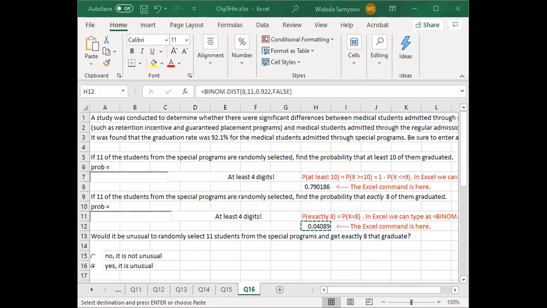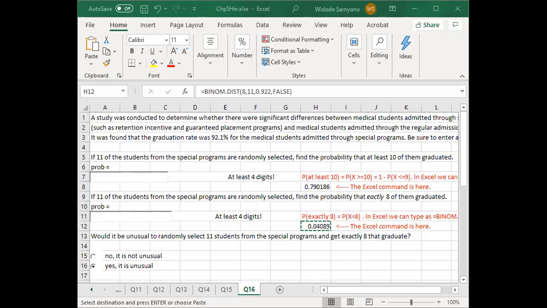Oh, I missed one part here. Would it be unusual to randomly select 11 students from the special program and exactly 8 of them graduate? Yeah, the answer is unusual because it's less than 0.05, right? And now for this one here, at most, at most means less than or equal to 8.